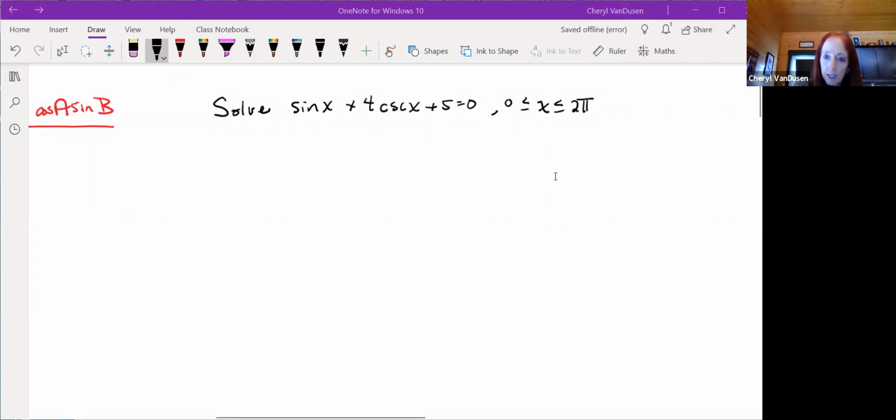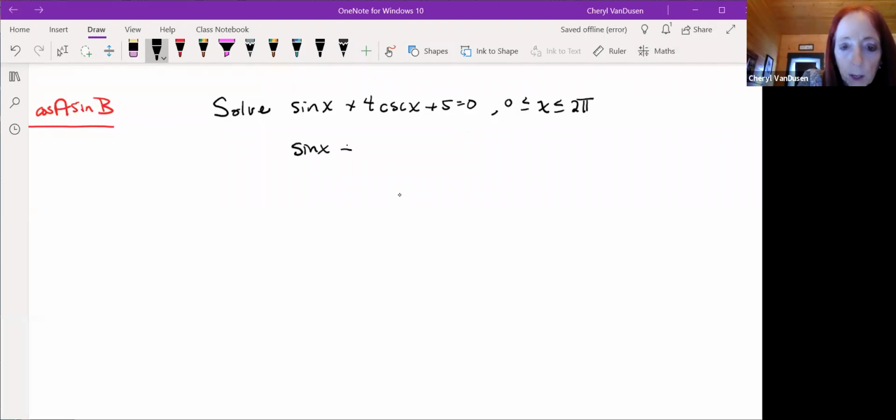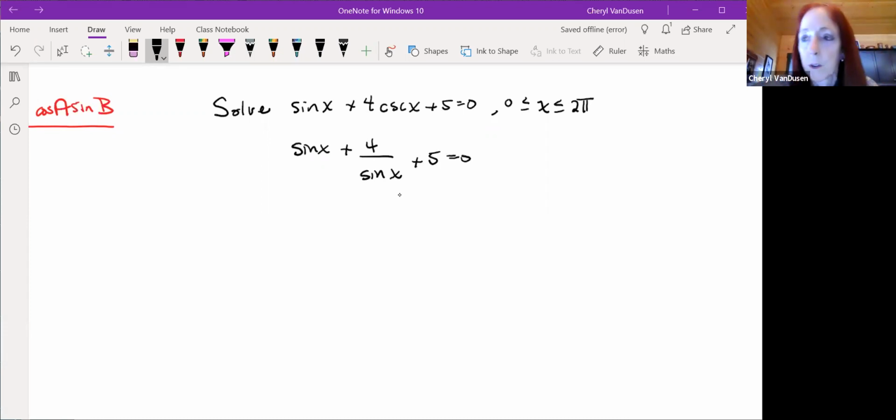Yeah, I think that is a suggestion. So I got the suggestion: take cosecant x out and put 1 over sine x. I think that's the suggestion that gets us moving in this. So we'll have sine x plus 4 over sine x, plus 5 equals 0.